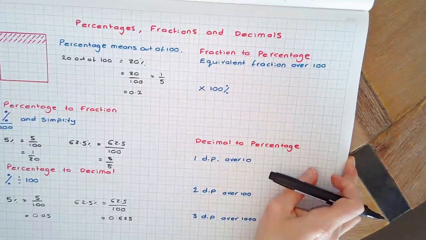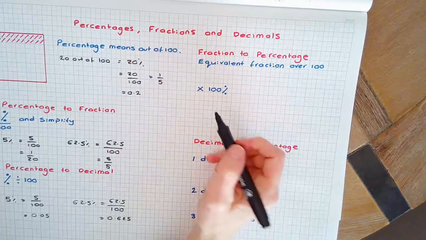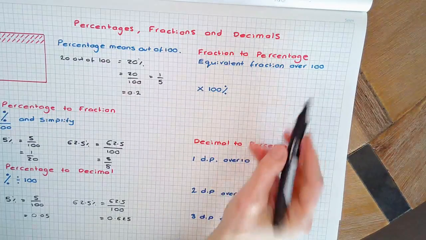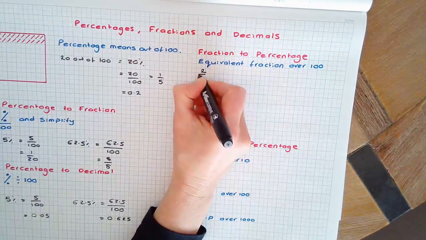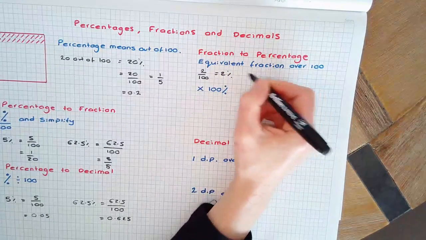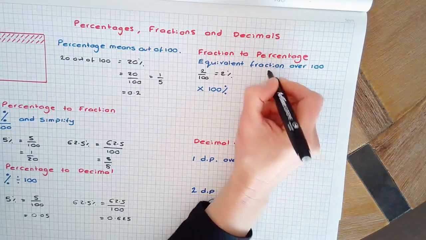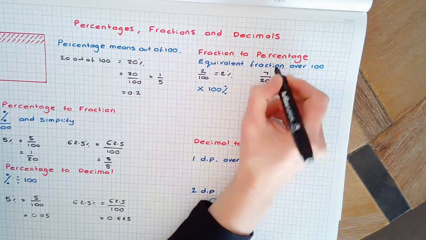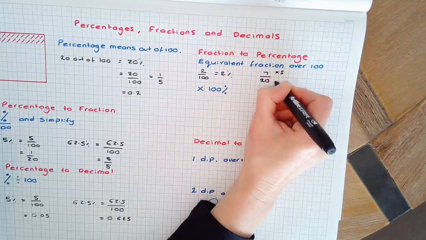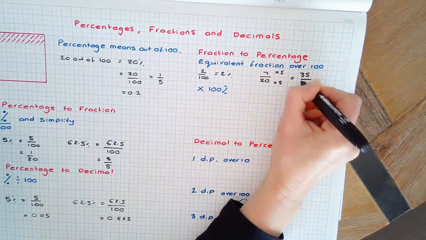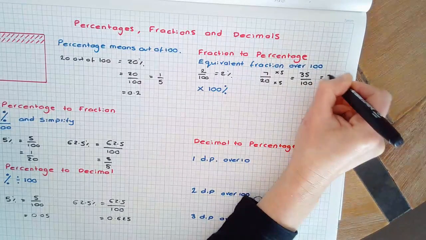Converting fractions to percentages. If the denominator is already over 100, it's quite easy. For example, 2 over 100 is just 2%. Or perhaps it's a factor of 100, such as 7 over 20. Well, 20 is a factor of 100. If I multiply the numerator and the denominator by 5, I get 35 over 100, which equals 35%.